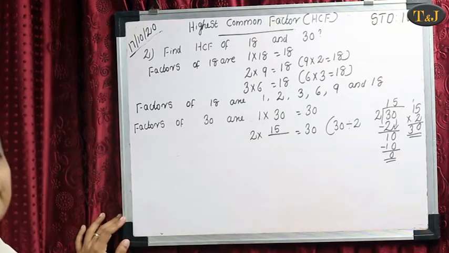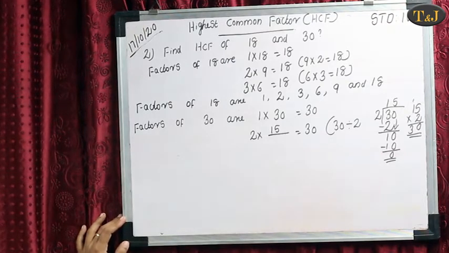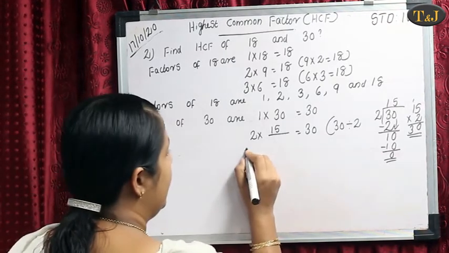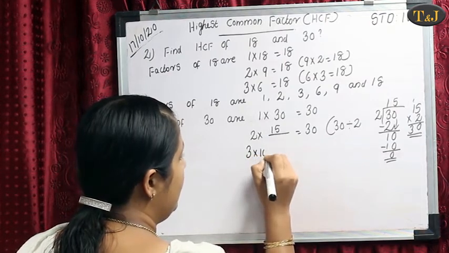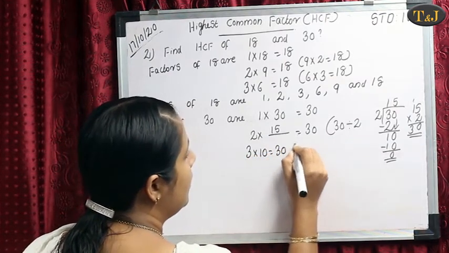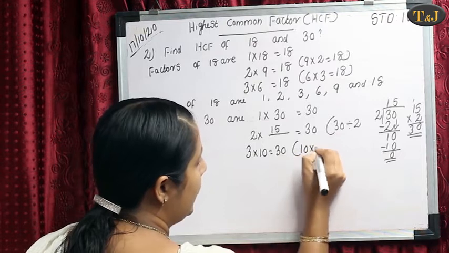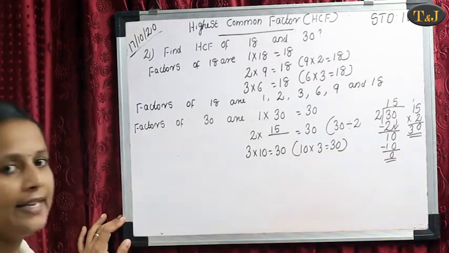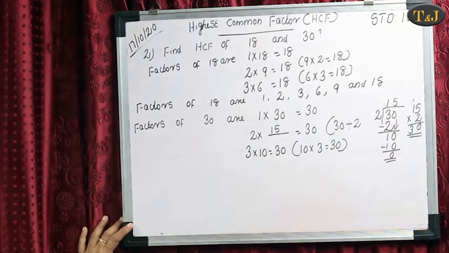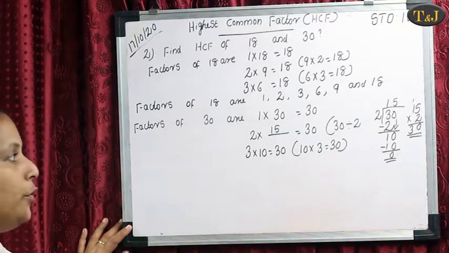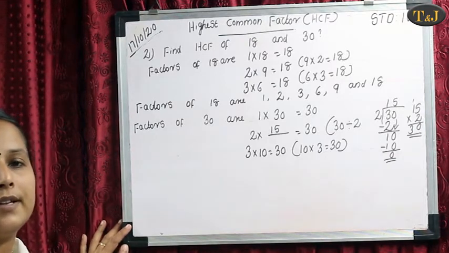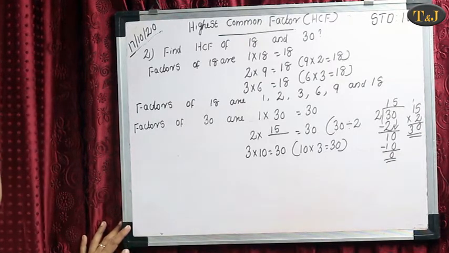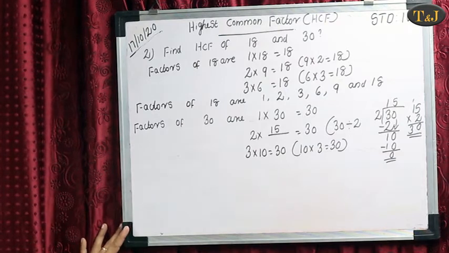Then in 3's table there is 30. Yes, 3 tens are 30. 3 multiplied by 10 equals 30, or 10 multiplied by 3 equals 30. Okay, then in 4's table is there 30? No. Then 4 5s are 20, 4 6s are 24, 4 7s are 28, then 4 8s are 32. There is no 30 in 4's table.